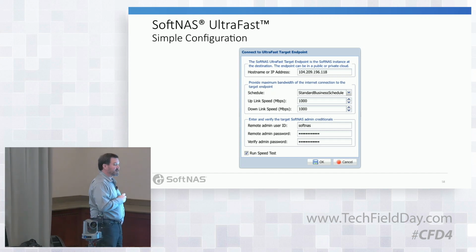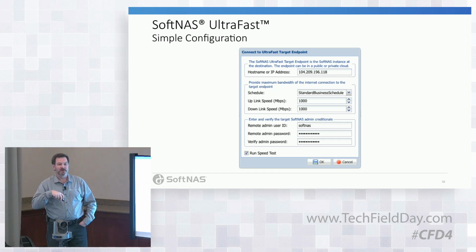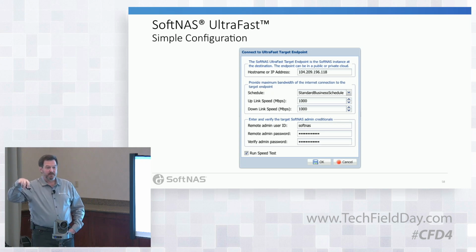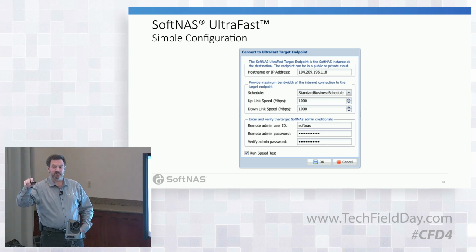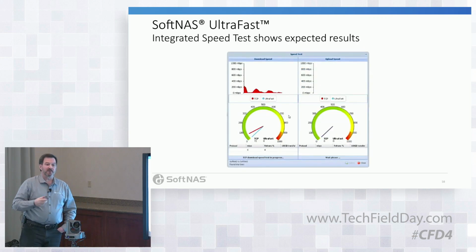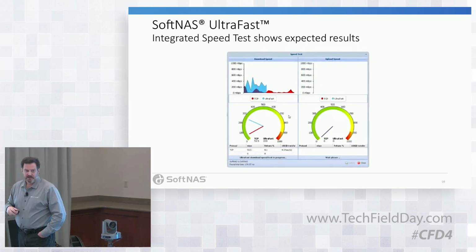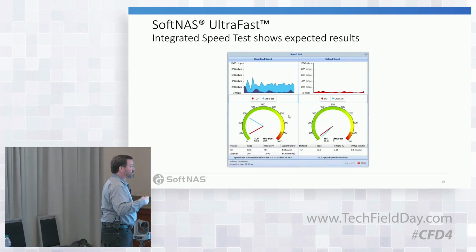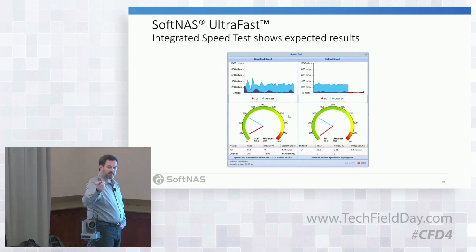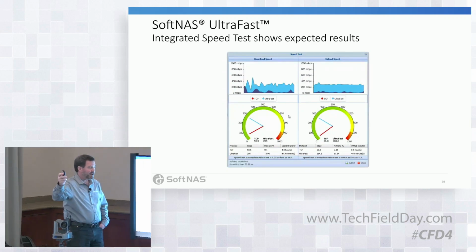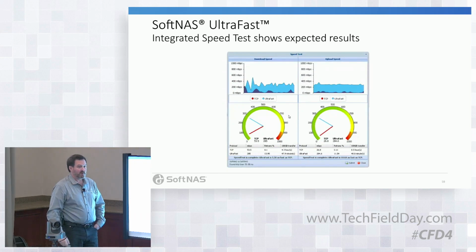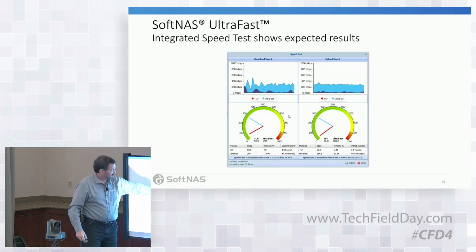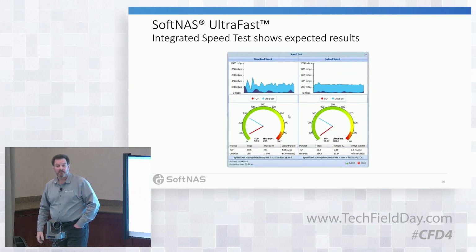Simple configuration. You go to where the source data is, you point it at the other SoftNAS node on the other side, and you give it the credentials for that other side and it remotely configures it. Once you've remotely configured it, we give you a speed test. Classic like DSL speed test. We show you with UltraFast now configured across point A to point B, SoftNAS Platinum to SoftNAS Platinum, what's the difference: download, upload, TCP in red, SoftNAS with UltraFast in blue.